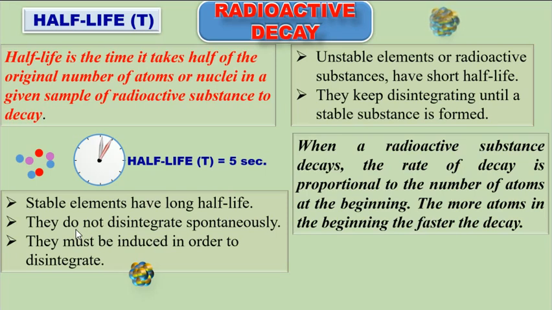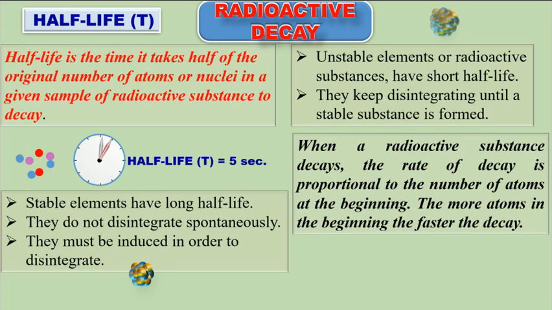When a radioactive substance decays, take note of that. When they decay, the rate of decay is what? Proportional. Of course, you should know that. If you have 20 billion particles, the rate of decay will be faster than when you have only 5 particles. Therefore, the rate of decay is proportional to the number of atoms at the beginning. More particles, the faster they decay. Fewer particles, the rate of decay will be slow, will be small. So the more atoms in the beginning, the faster they decay.